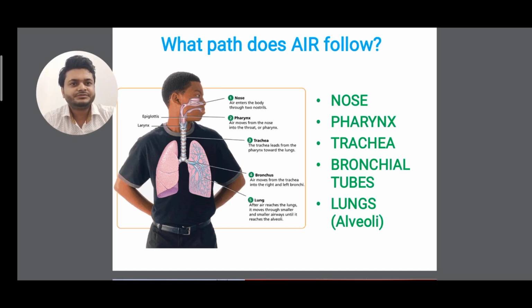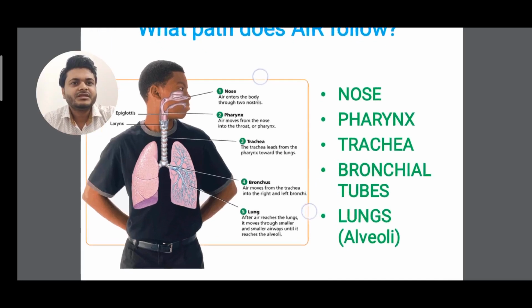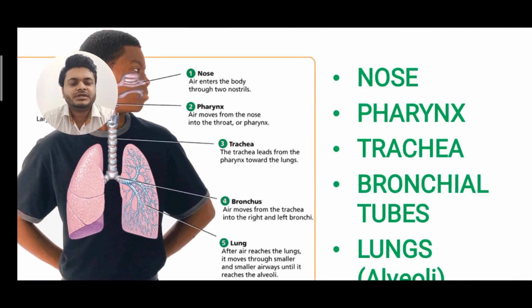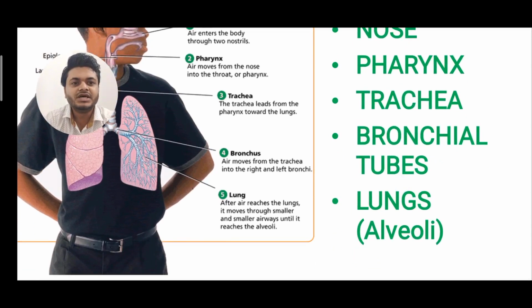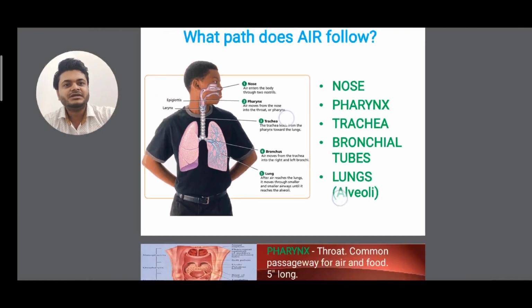So see here, see nose. In nose, air enters the body through two nostrils. Clear? Next, pharynx. Air moves from nose into the throat or pharynx. Clear? Next, trachea. The trachea leads from pharynx towards the lungs. Next, bronchus. Air moves from trachea into the right and left bronchi. Next, lungs. After air reaches the lungs, it moves through smaller and smaller airways until it reaches the alveoli. So these parts we'll discuss in the next slide.